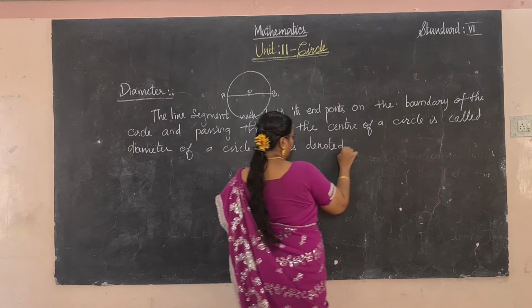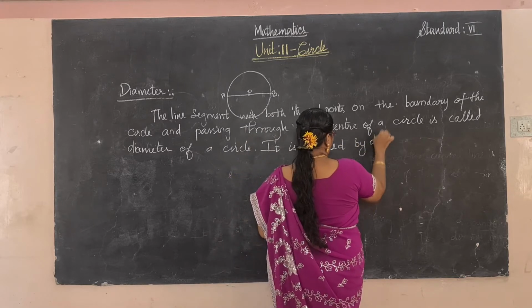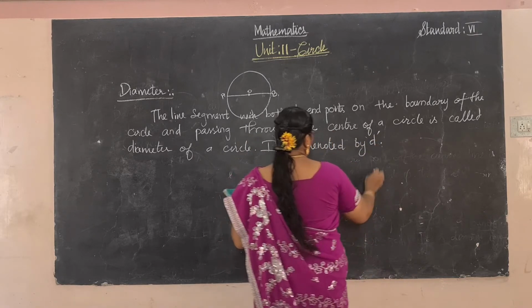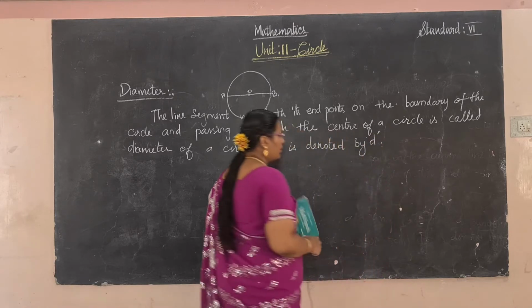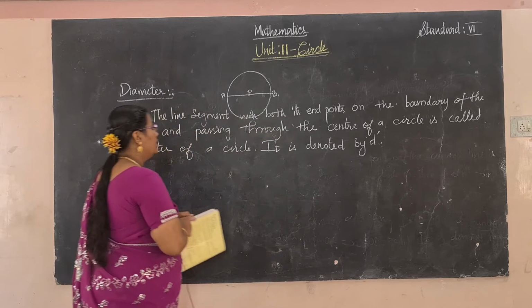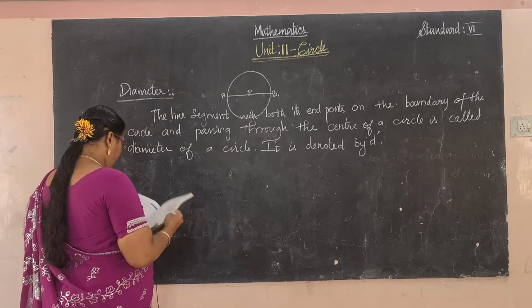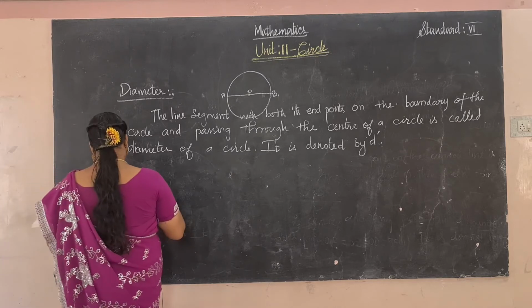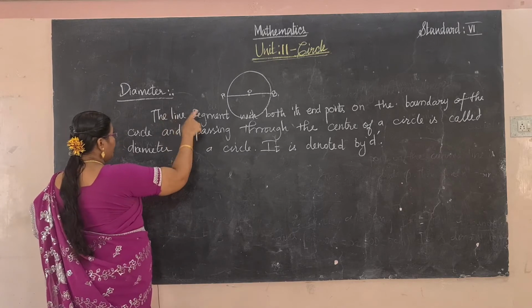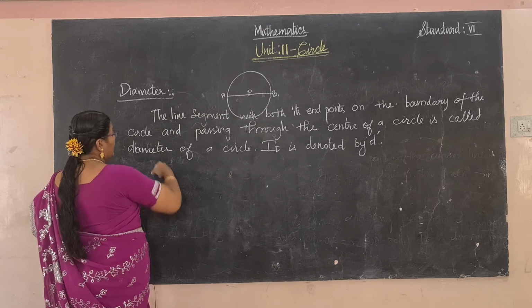Denoted by D. Capital letter D, sometimes we use the small letter, but generally it is denoted by D. Next, the relation between the radius and diameter.